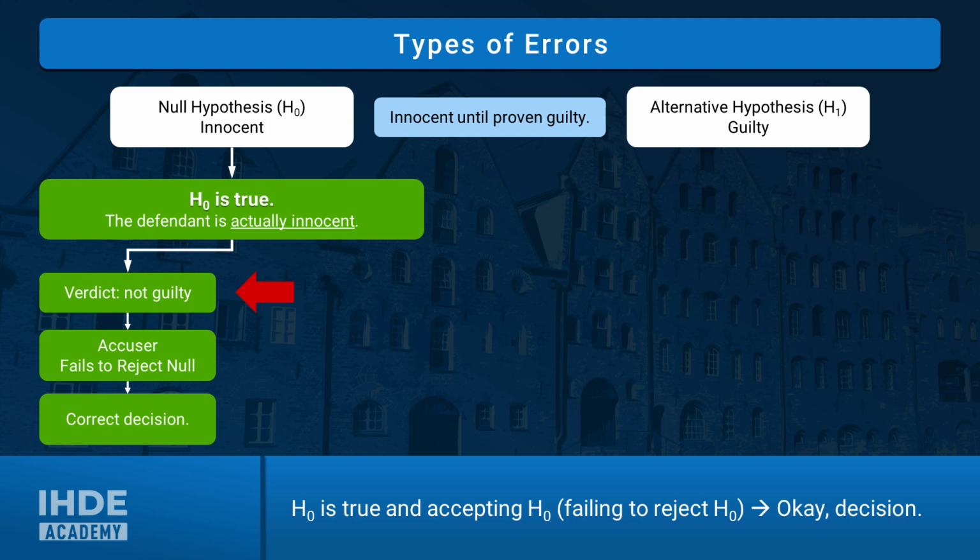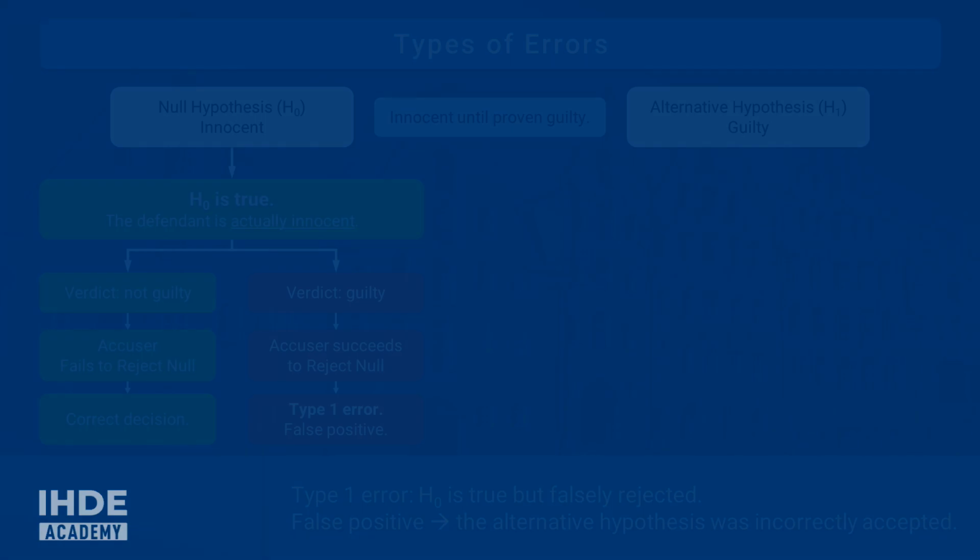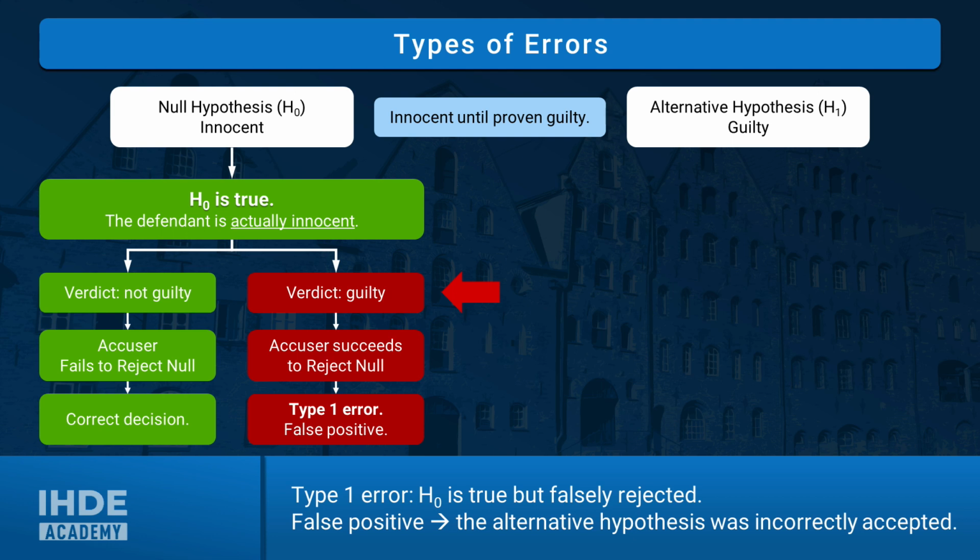The first possibility is that the verdict is not guilty. The prosecutor has, therefore, failed to reject the innocence claim of the accused, that is, to reject the null hypothesis. So, the verdict is correct. The other possibility is a misjudgment, namely when the accused is found guilty even though he is innocent. Thus, the prosecutor has falsely rejected the claim of innocence and the null hypothesis. So he was wrongly successful. This is what we call a type 1 error.